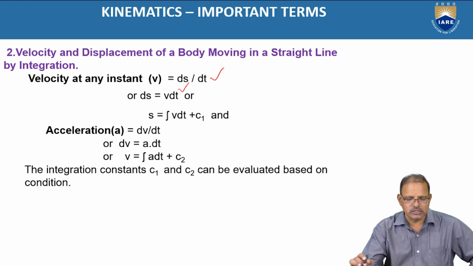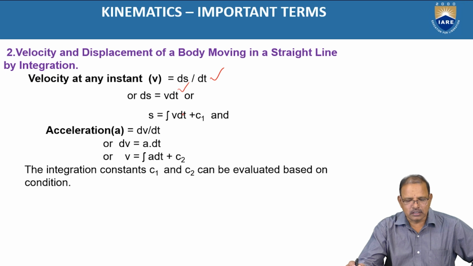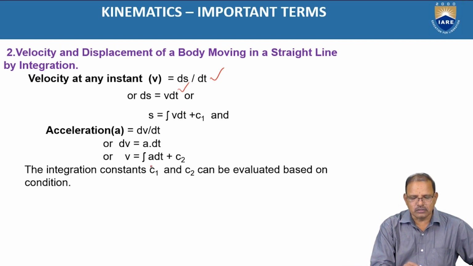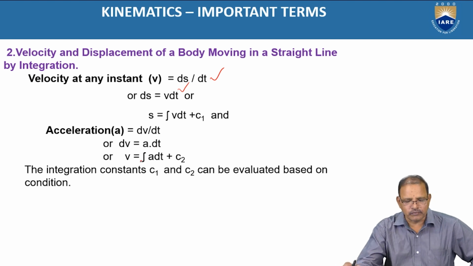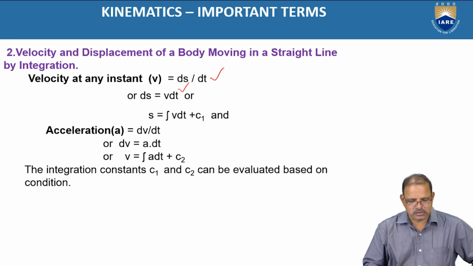Similarly, acceleration is equal to dv by dt, that is differentiation of velocity with respect to the time, or dv is equal to a into dt, or v is equal to integration of a into dt plus c2, where c1 and c2 are the integration constants that can be evaluated by using end conditions.